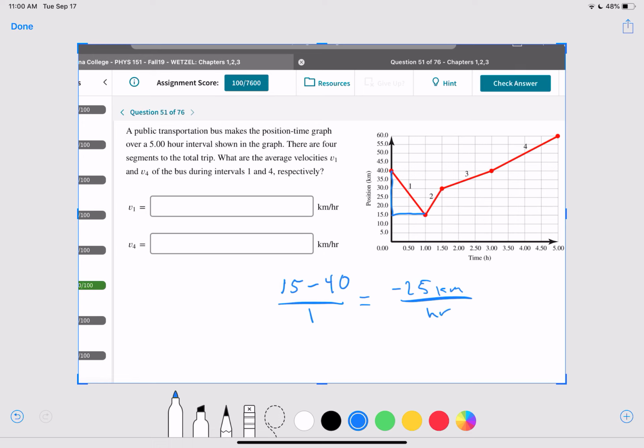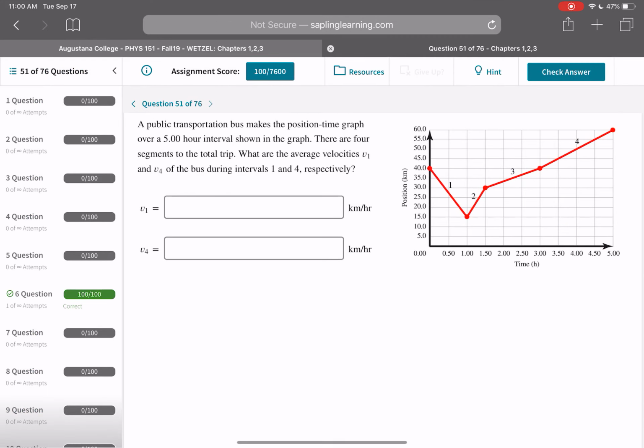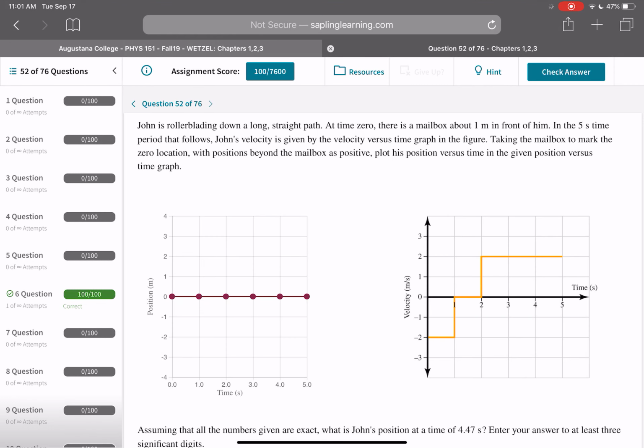So your velocity is negative 25 kilometers per hour during this stretch, and then in stretch 4, you're going to do your final, 60, minus your initial, 40, divided by the time. Looks like 2 hours. So that's going to be 60 minus 40 is 20 over 2, 10 kilometers per hour. Positive. Okay, delete. Next.